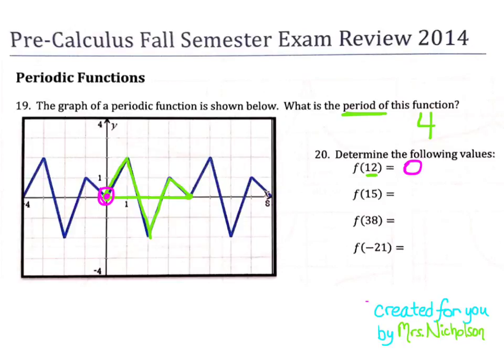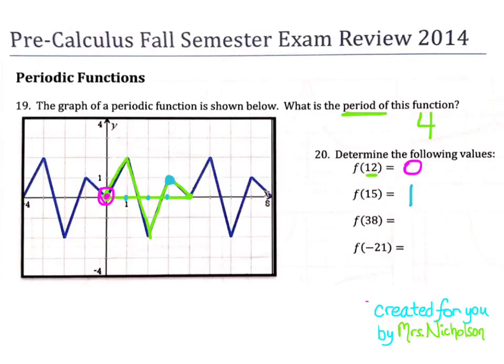Now, f of 15, that's going to be 3 units after 12. So at 12, if I'm at the beginning of the cycle, then f of 15 right here would be 13, 14, 15. And that corresponds to this point in the cycle. And that function value is 1.